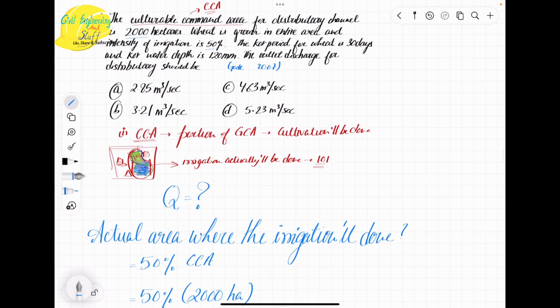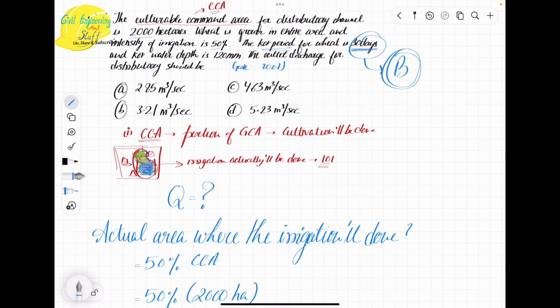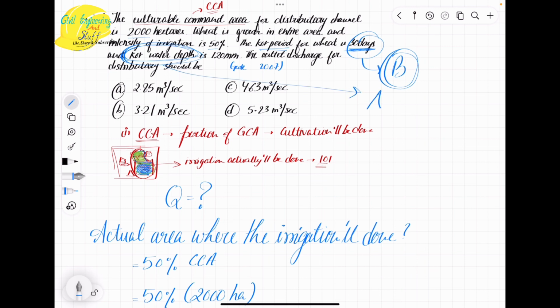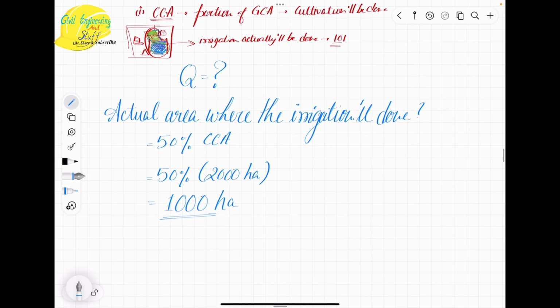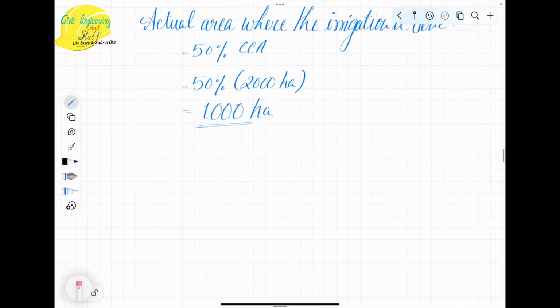Now you see, we have been given the core period, that is the base period. We can say it's kind of a base period, the total days in which we are supplying, and then with respect to the question, the delta value, because we can see 120 mm. Now you see we have been given B, we have been given delta. So since we have no clue, let's find out the duty.